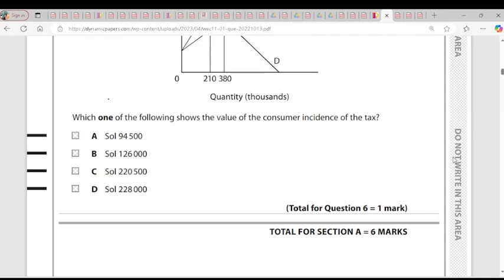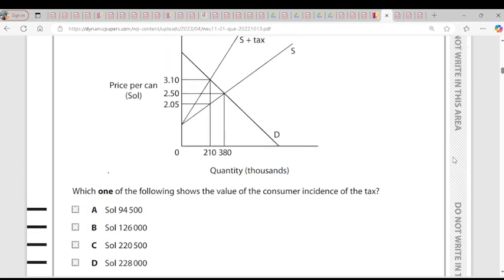So there's a supply curve. It's easy. The supply curve has shifted leftward from S to S tax. As a result of that, the quantity supplied would reduce to 210. So before the imposition, the price is at 2.05. Now with imposition of tax, suppliers will pay 2.5. Why did you bring 0.6? The answer of 310 times 210.